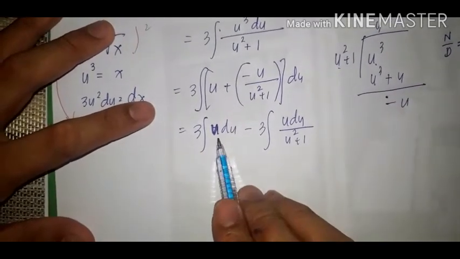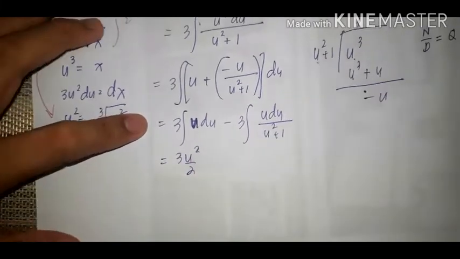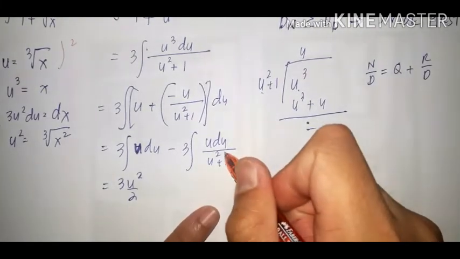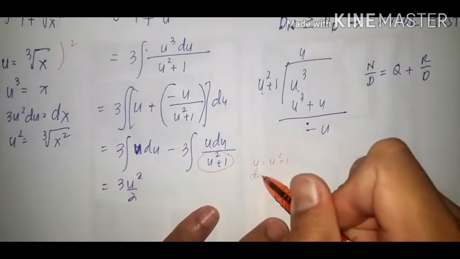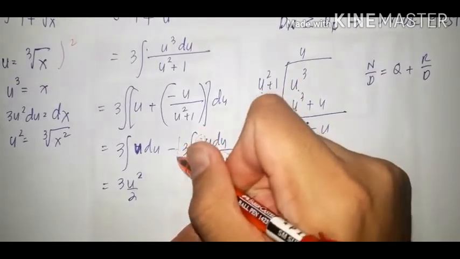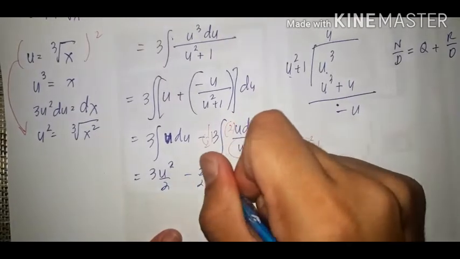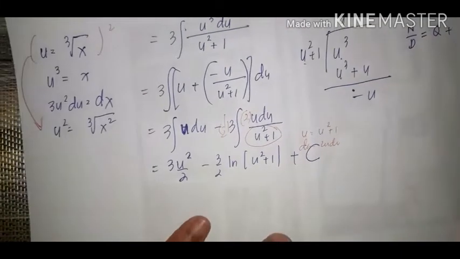So, this is simply basic. That is 3u squared over 2. So, to integrate this one, this is simply ln. If that's your u, which is u squared plus 1, ang derivative niya ay 2u du. So, I just need to provide 2 and then compensate 1 half outside. So, that gives you negative 3 halves ln of u squared plus 1, of course, plus c.